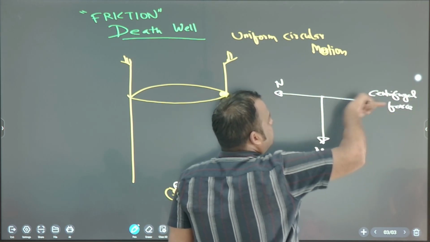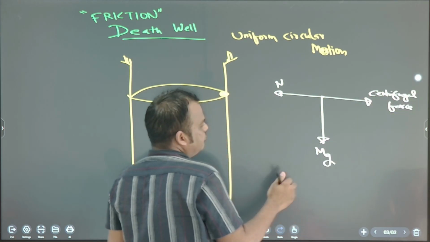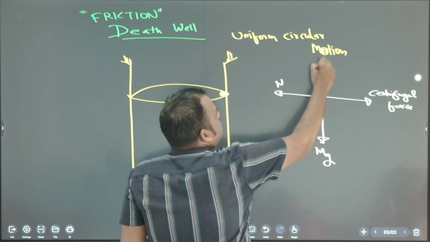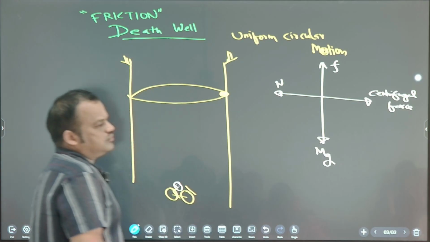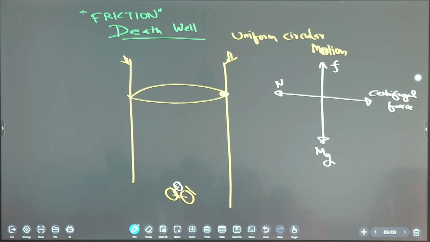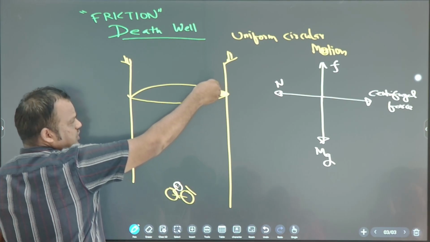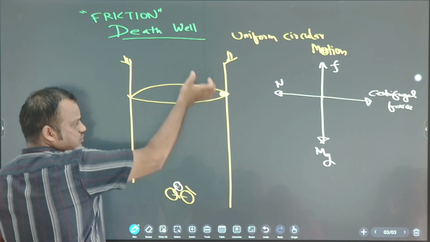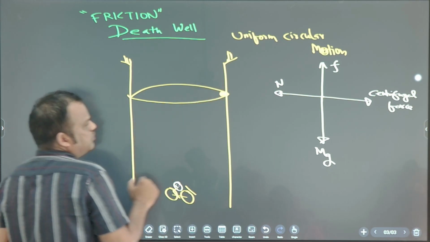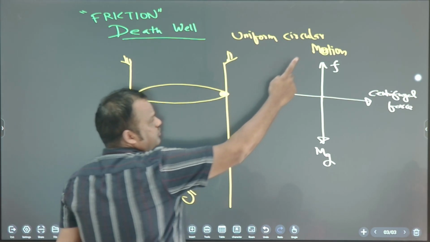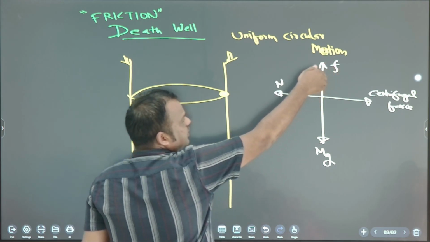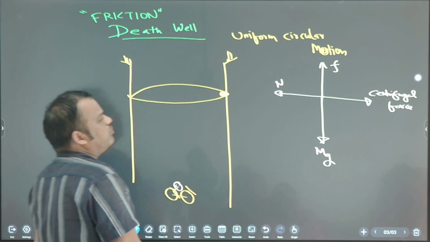Centrifugal force will be to the right side. Friction will be upward. Why is it like this? Because mg is acting downward, so the motorcycle should come down. It should fall. But why is it not falling? Because of friction. Friction is acting where? Upward.